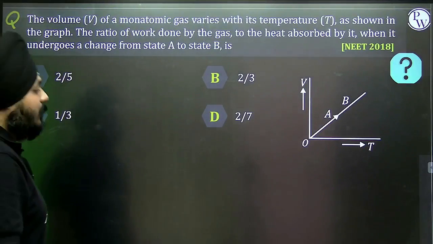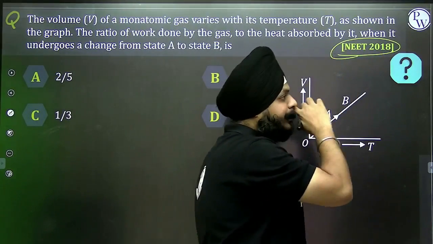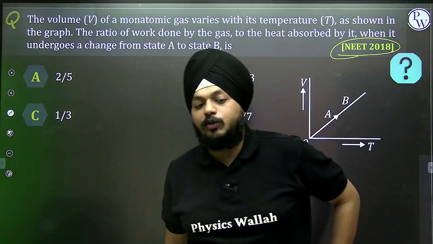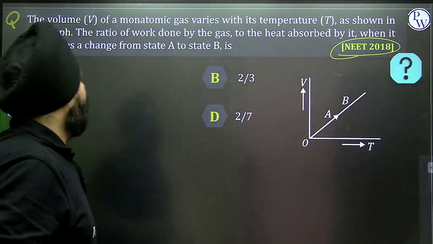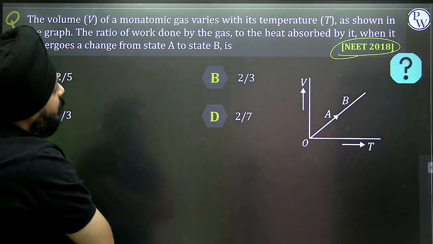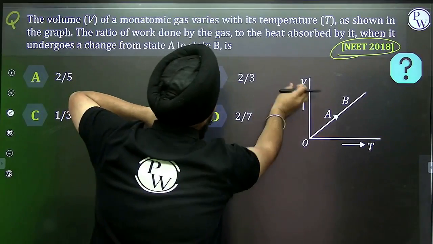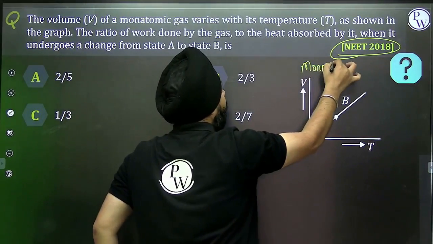Okay. Here comes a very good question from NEET 2018. It's really nice. We are going to see some graph based questions also. Lots of things we are going to discuss. See, the volume of a monoatomic gas varies with the temperature. The graph of the volume of a monoatomic gas is given. Monoatomic gas.